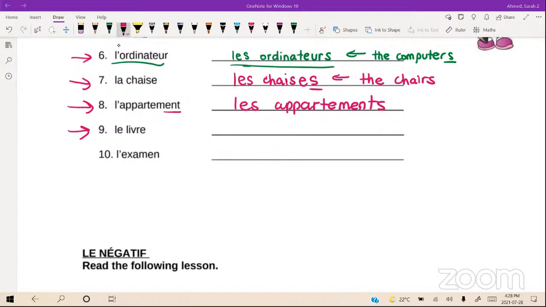Okay, very good. I see in the chat, you spelled it a little wrong. If you look closely, it's livre. So the R comes first and then the E. Okay, so if you do that again, les livres.